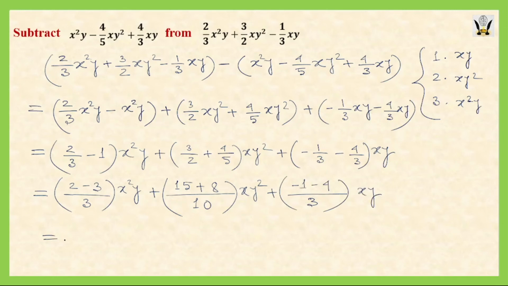So finally after simplification it will be minus 1 by 3 x square y. Then the next term will be 15 plus 8, it will be 23 by 10 xy square, and then we have minus 5 by 3 xy. So this will be our simplified answer for this subtraction of algebraic expressions.